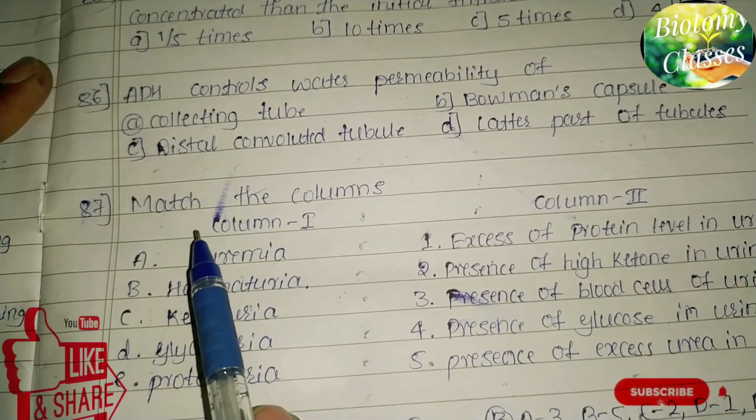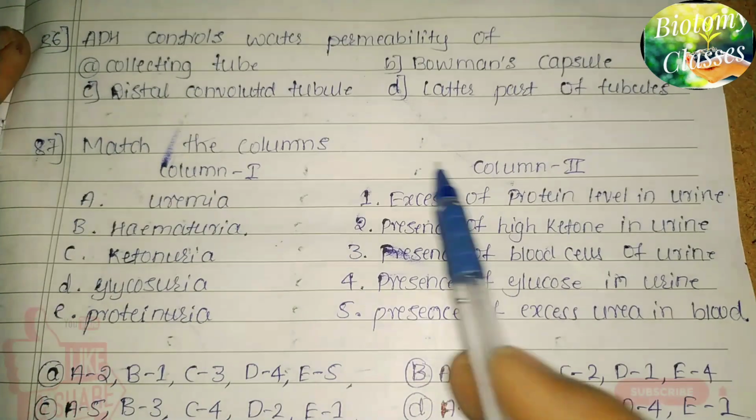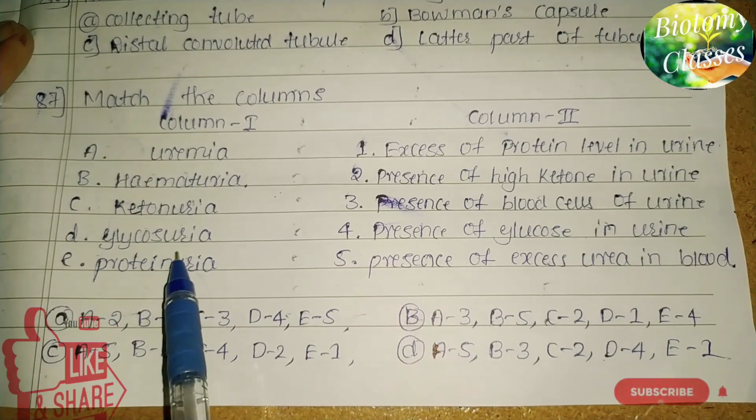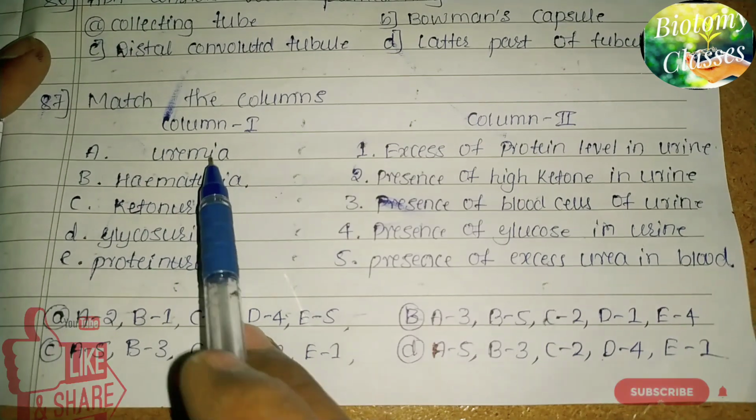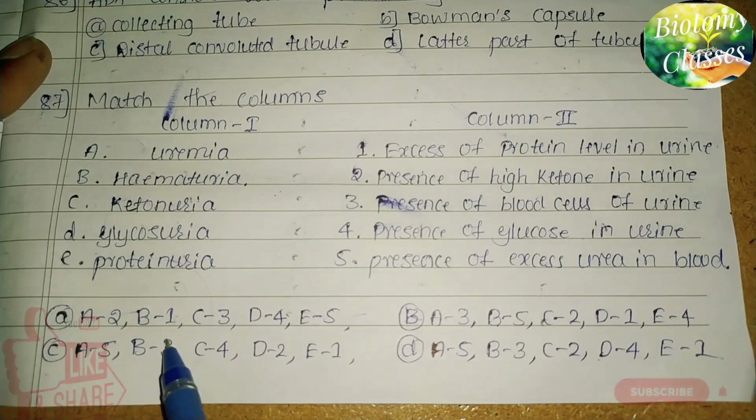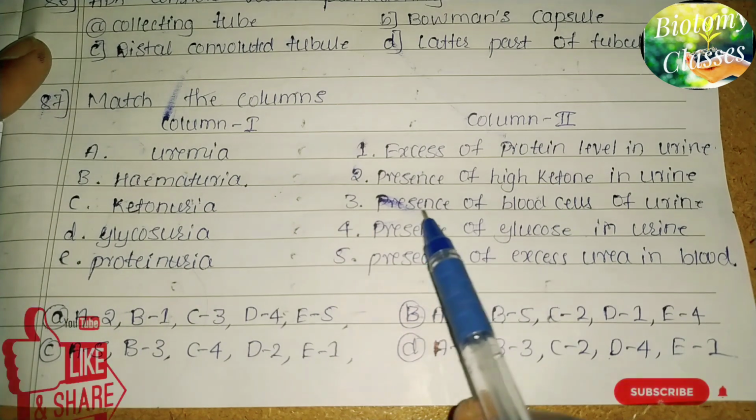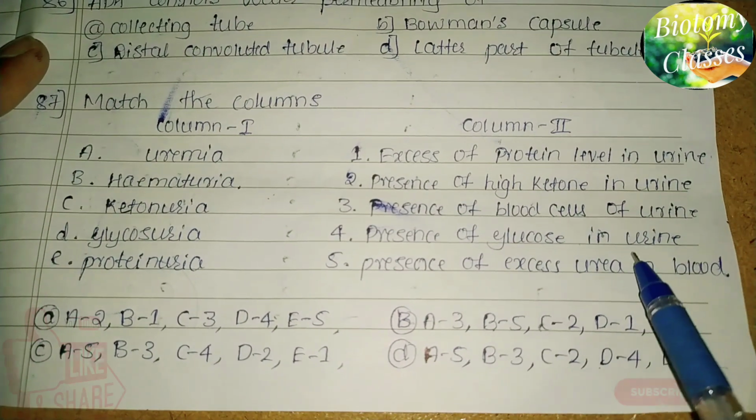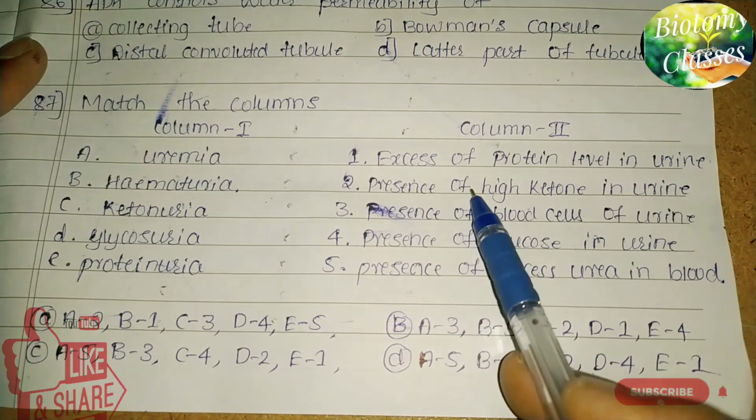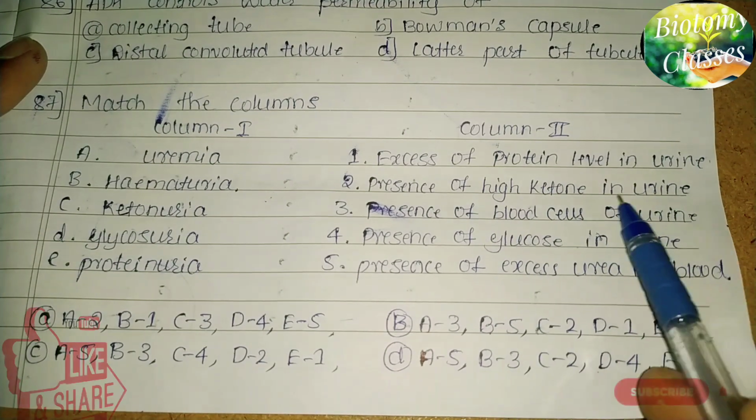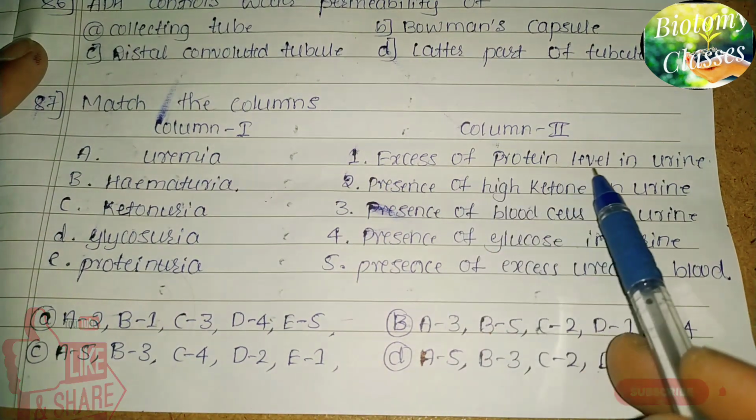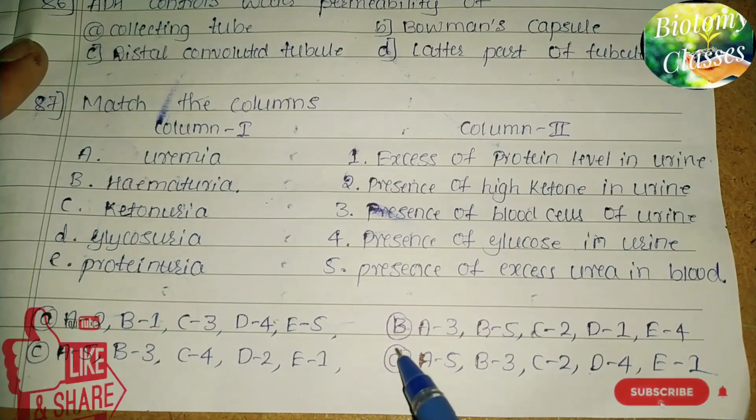The next question, 87th. Match the following. Column 1 and column 2: uremia, hematuria, ketonuria, glycosuria, proteinuria. Uremia is the presence of excess urea in blood, so A is 5. Hematuria, presence of blood cells in urine, that is B3. Then ketonuria is the presence of high ketone in urine. Glycosuria, presence of glucose in urine. And proteinuria, excess protein level in urine. So D is the right answer.